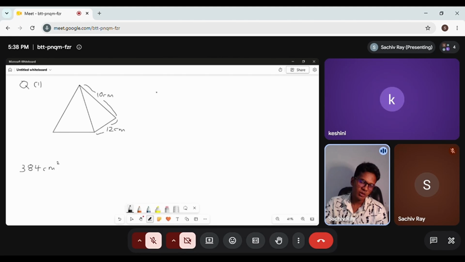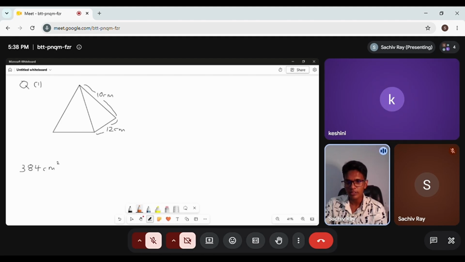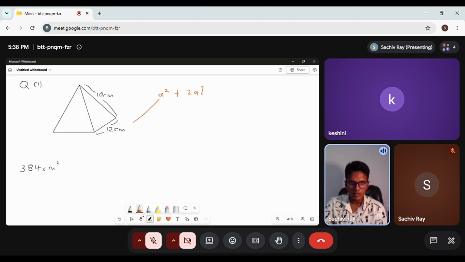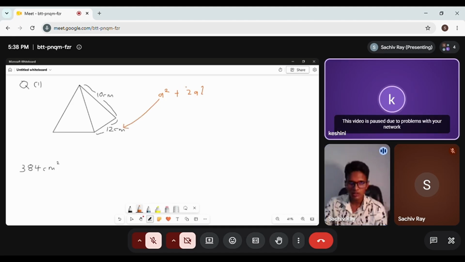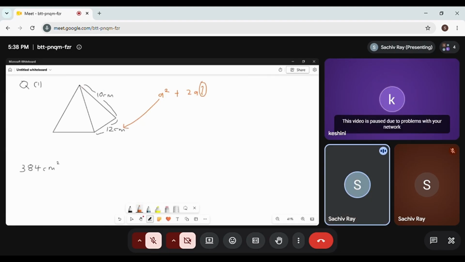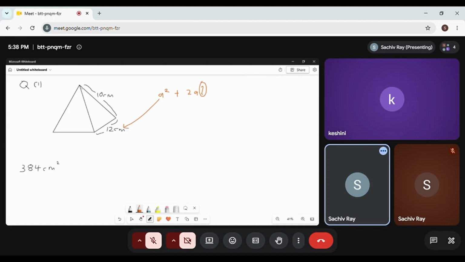We can use the formula. What is the formula to find the area of a pyramid? A squared plus 2AL. Now we have A. 12 is A. So the only thing we have to find over here is L. L has to be this length. That's going to be L.